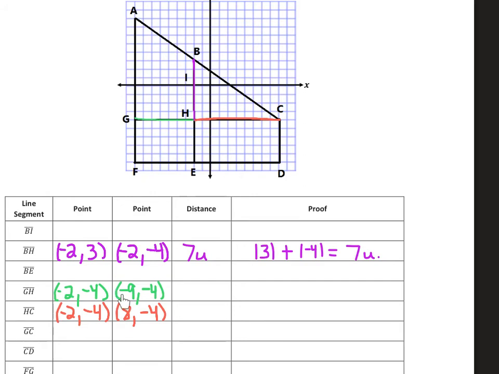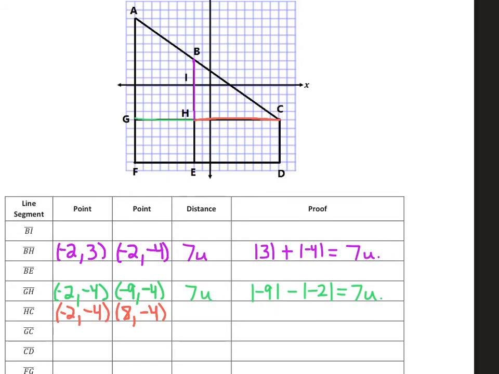So since we're not crossing 0, they're both negatives. I'm going to put their absolute values, but I'm going to do the biggest absolute value first, which is -9. That's going to have an absolute value of 9, right? And I'm going to subtract the absolute value of -2. And that's going to be 9 minus 2, which is 7 units as well. And so now let's count the distance and see, is that 7 units? 1, 2, 3, 4, 5, 6, 7. It sure is. Our distance is 7 units.